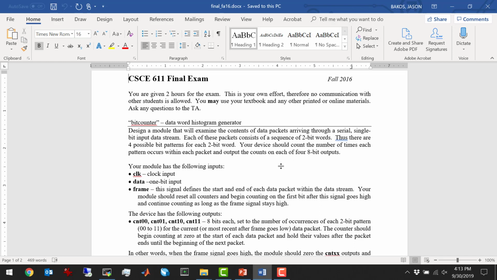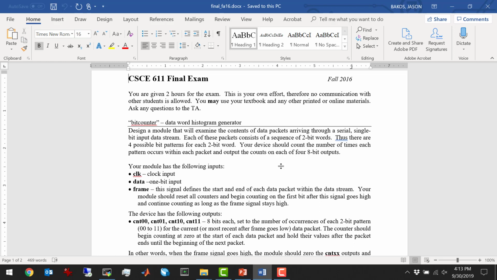of those 2-bit words. So if you get a packet that comprises 8 copies of 00 and 6 copies of 01 and 3 copies of 10 and 1 copy of 11, then that would be your histogram, right? And you would just keep track of that. Does it make sense? Okay, so the module has the following inputs.